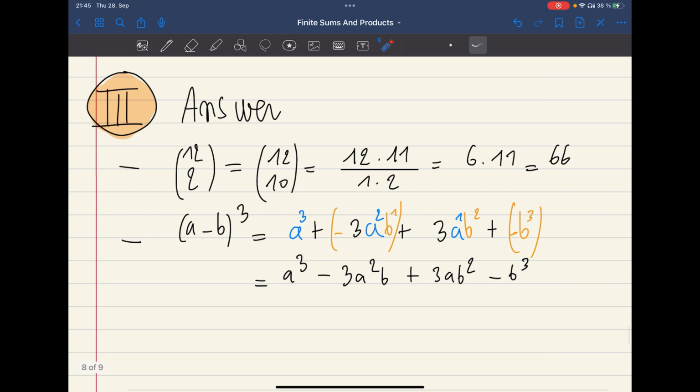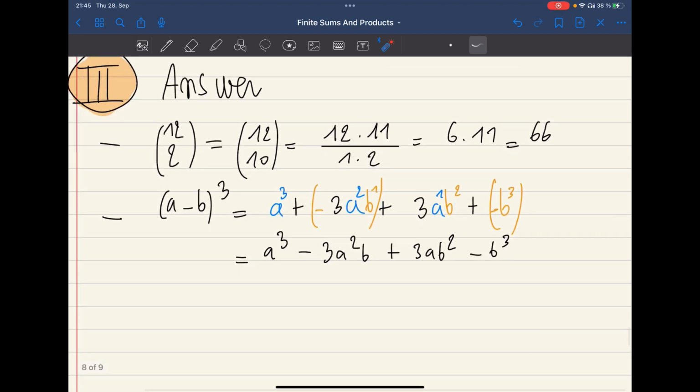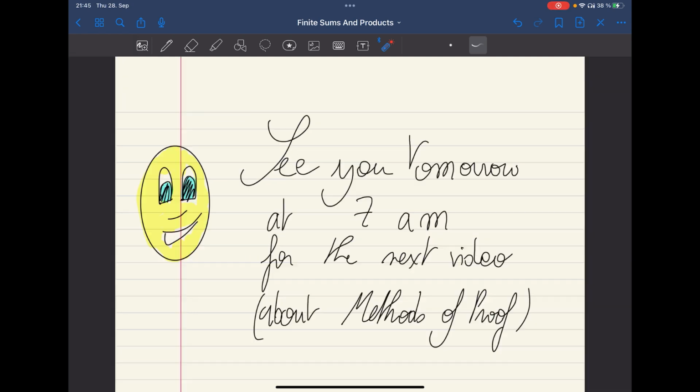And for (a - b) to the power of 3, it's the same idea as before, except that you should not forget to put inside the parentheses the minus here also. But of course, when it's squared, the minus goes away, and then you are left with this formula.